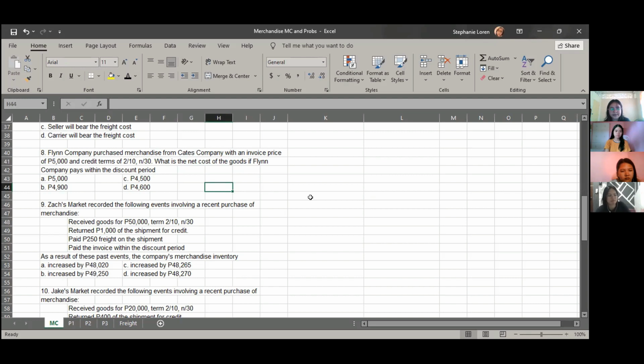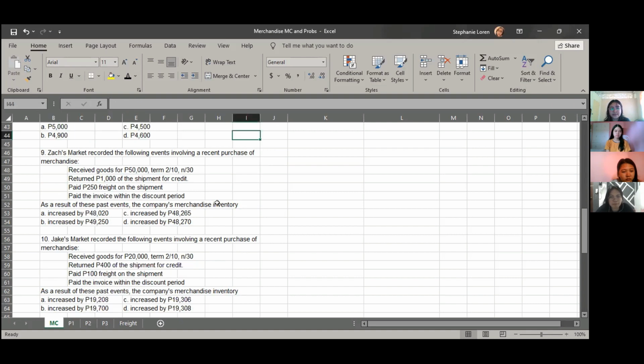Letter B. Letter B ba? So, how about the others? Letter B. So, you are correct. The correct answer is letter B. So, paano nakuha yun? 5,000 multiplied by 98% or ilalas mo yung 2% from the 5,000 na discount. You will arrive at 4,900. So, next question. Number 9.